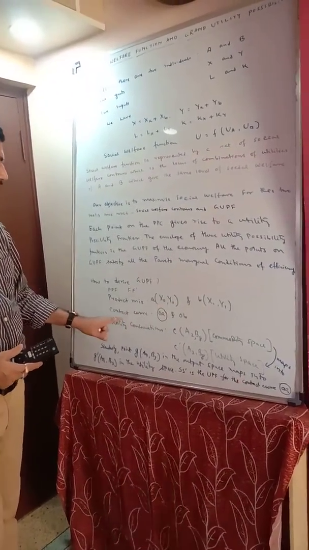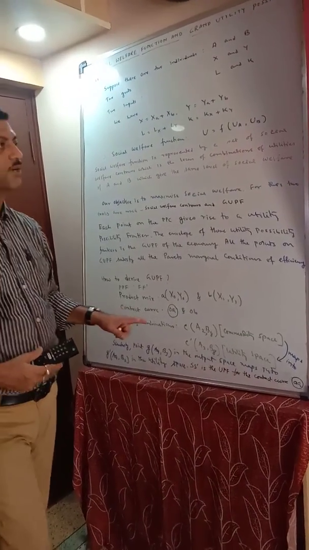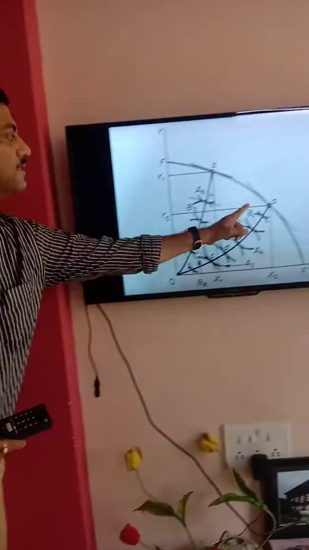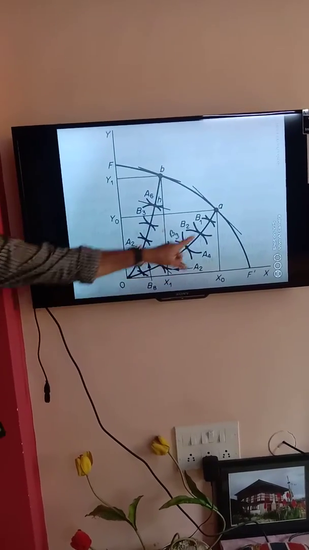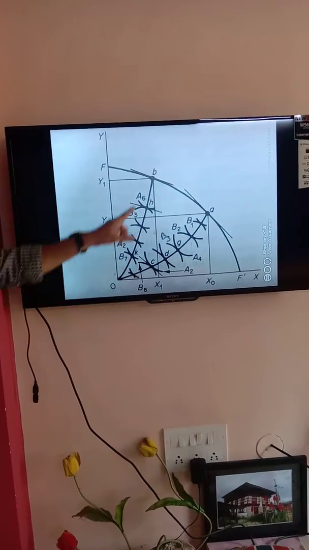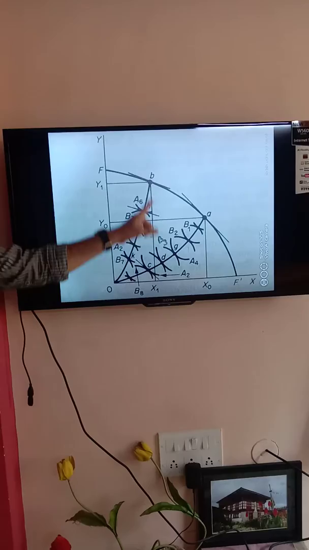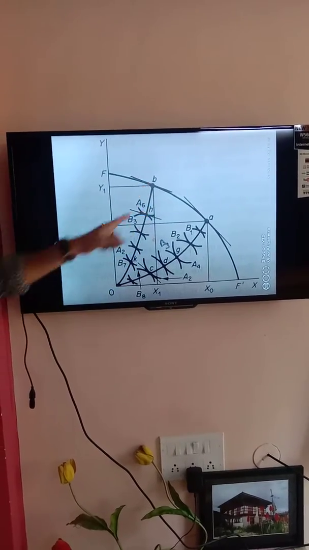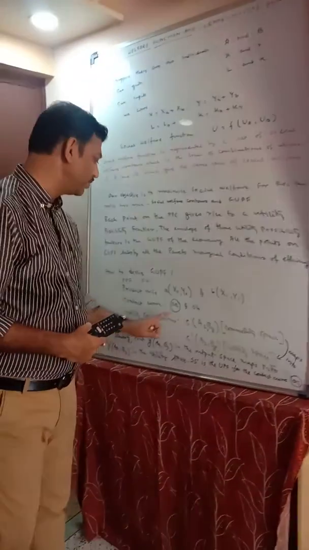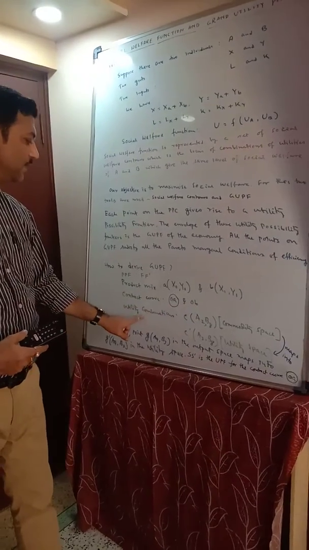That's why I have written here product mix A and B. We have two contract curves. If you consider this Edgeworth box, then this is your contract curve. I have already discussed this in my last lecture. And if you consider the other one, this is the Edgeworth box, and this will be the contract curve. That's why I have written two contract curves, OA and OB, and utility combination.